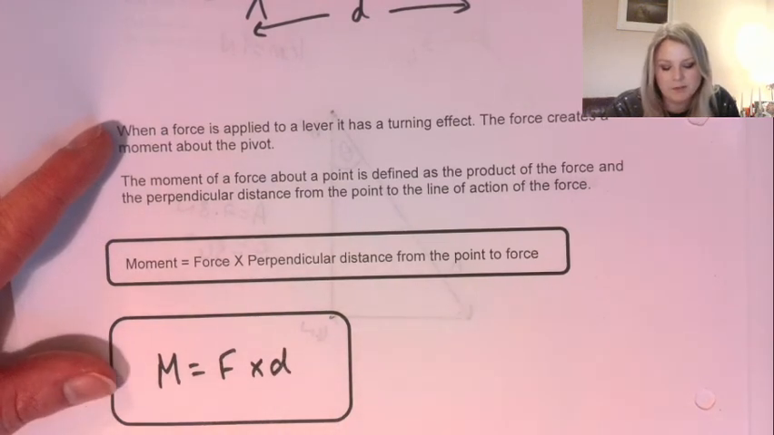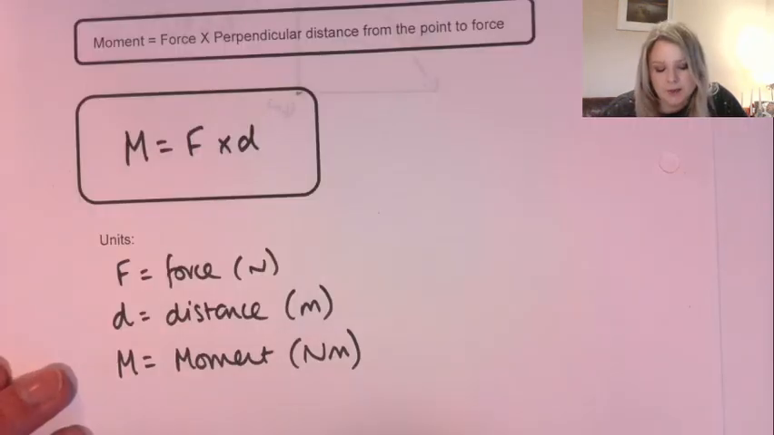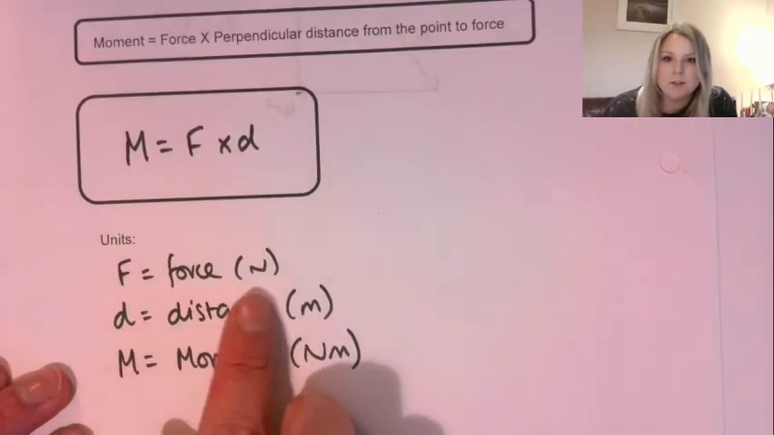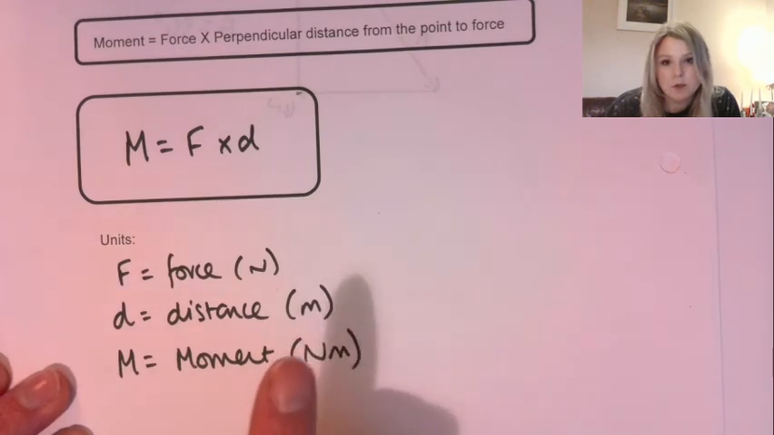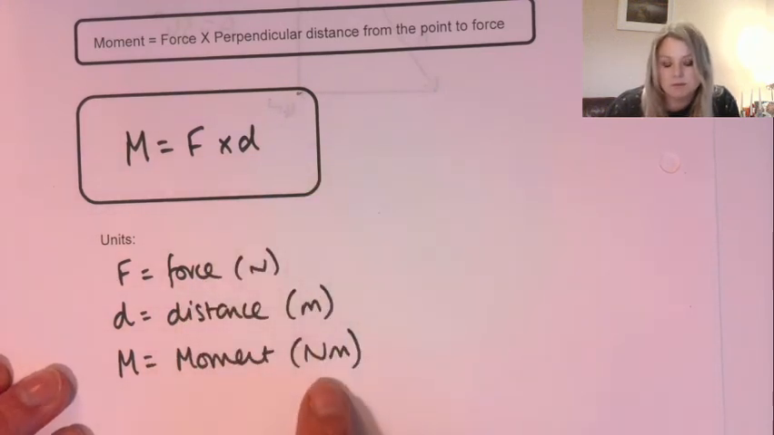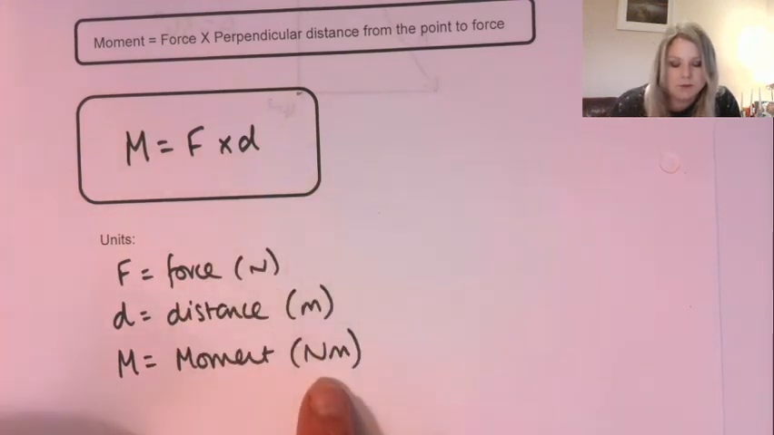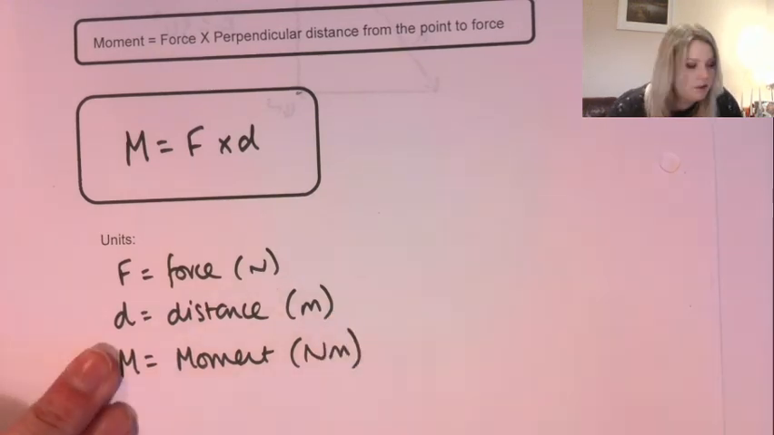And then we also have to fill in all the units, so we'll do that now. Okay, so get this written in. F is force measured in newtons. D, I've put meters for distance because that's the most common one, and that'll give you your moment in newton meters. Because moment is force multiplied by distance, to get the units you just multiply the units together. So if distance was in centimeters, this would be in newton centimeters.